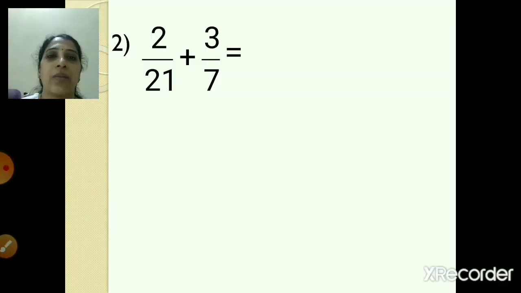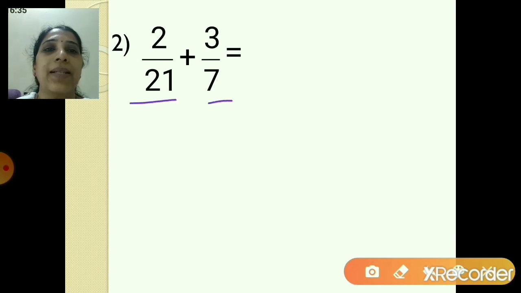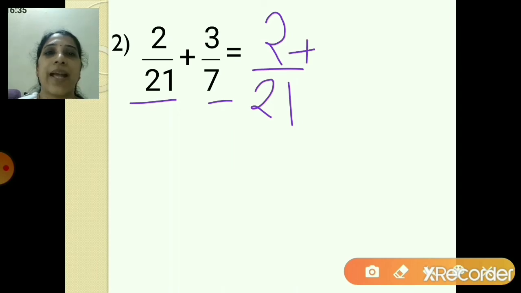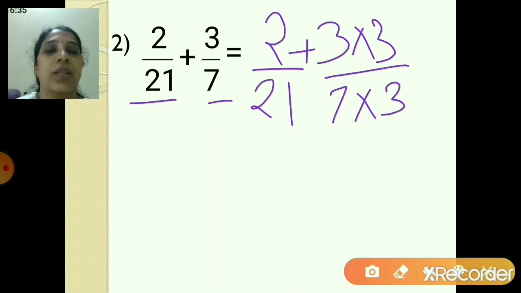2 upon 21 plus 3 upon 7, right? So now see the denominators, 21 and 7, right? 7, how much are 21? 3s are 21, or when you divide 21 by 7, you get the answer as 3. So 2 upon 21, you will keep it as it is, right? And you will work on the fraction 3 upon 7. So 7 3s are 21. So 3 into 3 upon 7 into 3, right?